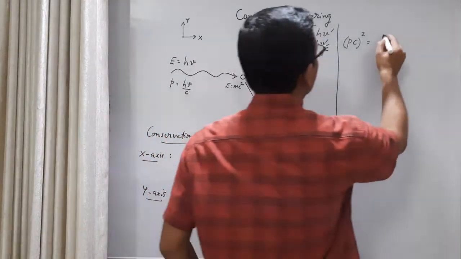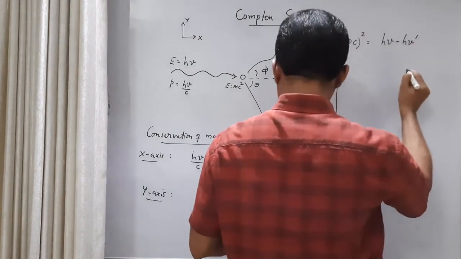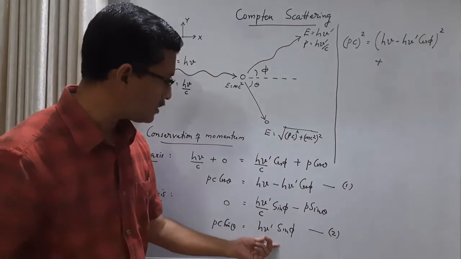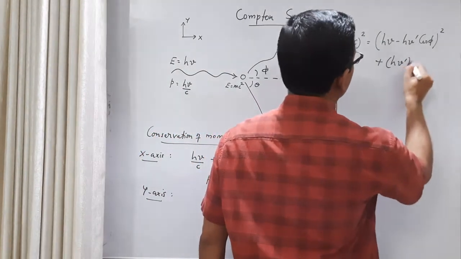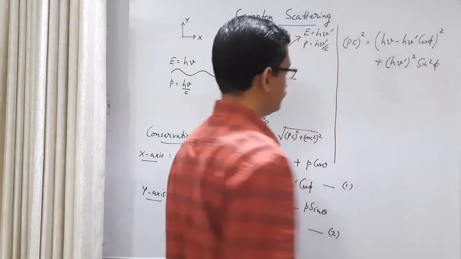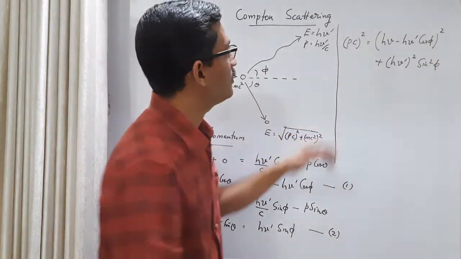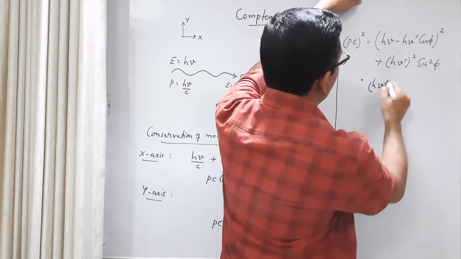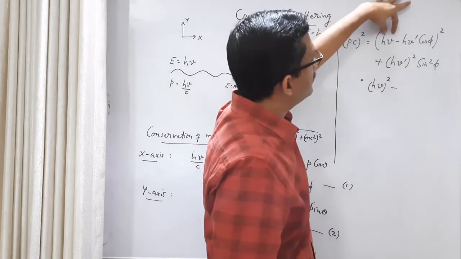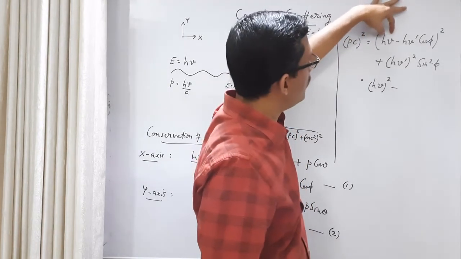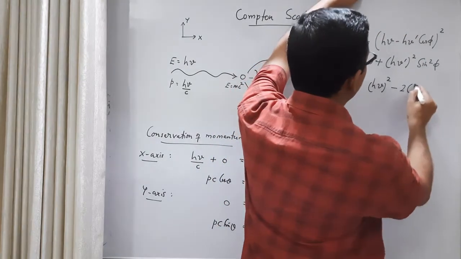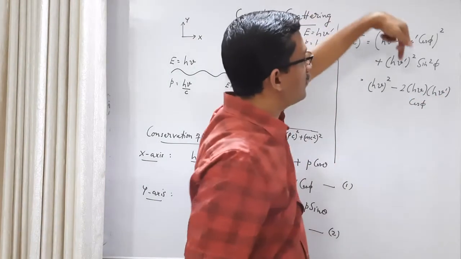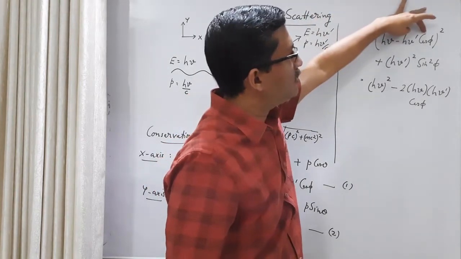Square of this term, that is (hν minus hν′ cos φ)² plus square of this term, hν′ sin²φ. Okay, let us slightly simplify this. If we expand these terms, the first term will be (hν)², right? Then there is a minus 2ab term, minus 2a times b. So we have minus 2 hν times hν′ cos φ. A is hν, b is hν′ cos φ.